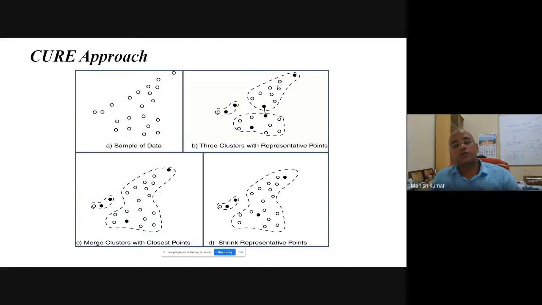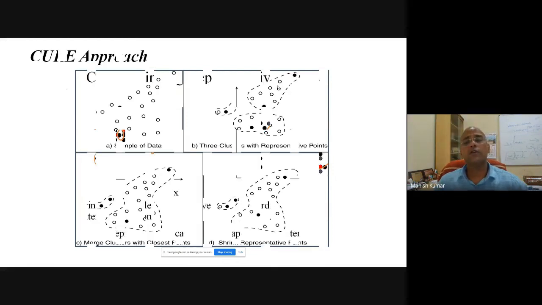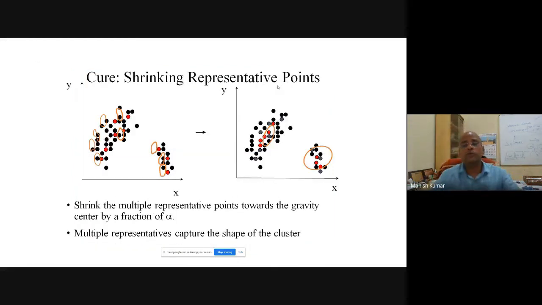When you shrink the representatives, the data points which are representative of these clusters may shrink and go to the denser points, near the denser points. So that is what we call shrinking of the representative points. And this is very effective for clustering purposes. Obviously shrinking could be done towards the gravity center by a fraction alpha, and obviously alpha will be defined by the user itself.